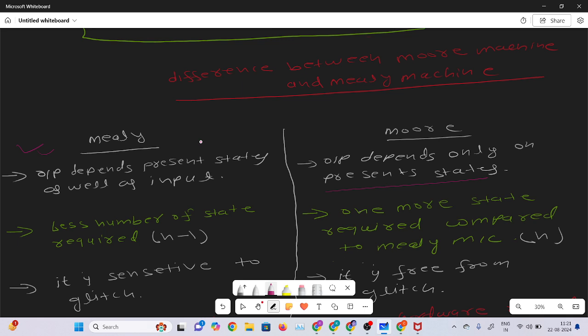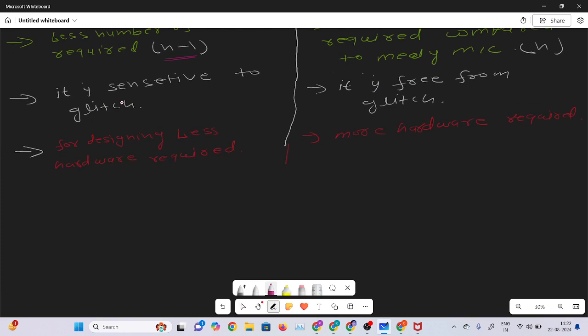The second point: in the case of the Mealy machine, a smaller number of states is required. Suppose I consider one example, a sequence 1 1 1 1 0 1. The sequence has 5 bits: 1, 2, 3, 4, 5. So if I design this sequence with the help of the Mealy machine.